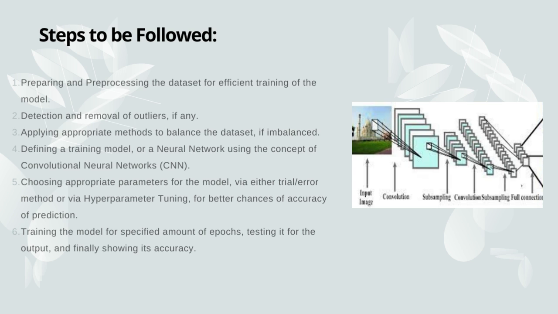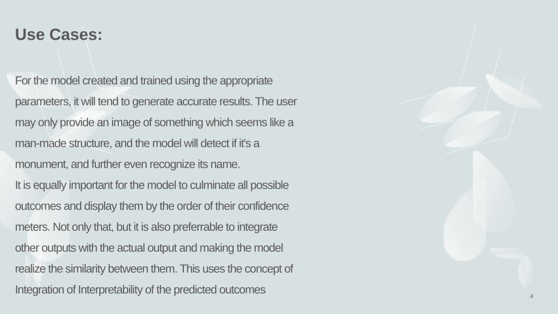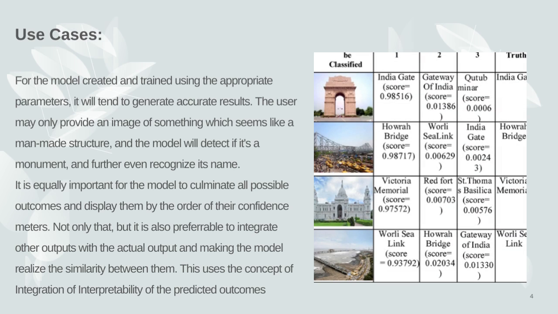Finally, we train the model and test it for prediction by providing user inputs. Once the model has been trained, the user may provide an image of something which seems like a man-made structure, and the model will detect if it's a monument and further even recognize its name. The goal is to minimize errors and incorrect outputs and maximize accuracy and efficiency.